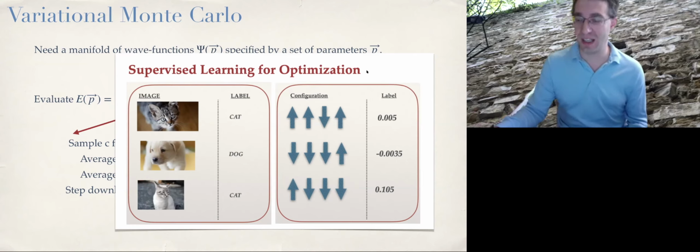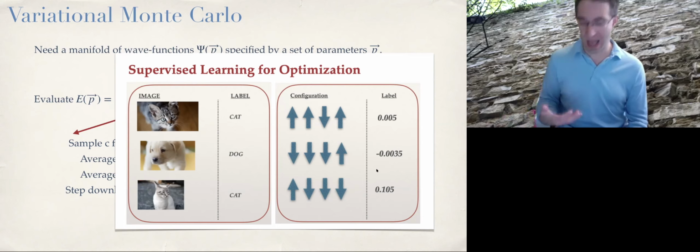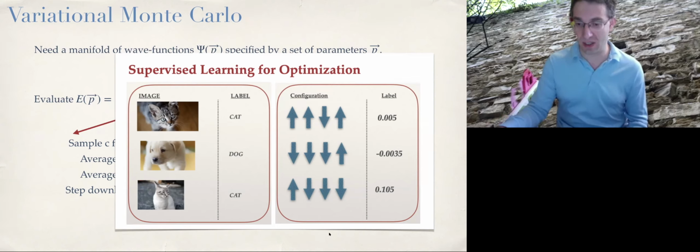So we're going to do something a little bit different. Instead of an image of a cat, we'll give it an image of a configuration: spin up, up, down, up. And instead of the label cat, we'll give it the label that corresponds to the amplitude of the quantum vector that we wanted to get out. So that has amplitude 0.005, and down, down, down, up has amplitude minus 0.0035. And then we'll ask the supervised learning algorithm to learn this improved wave function.